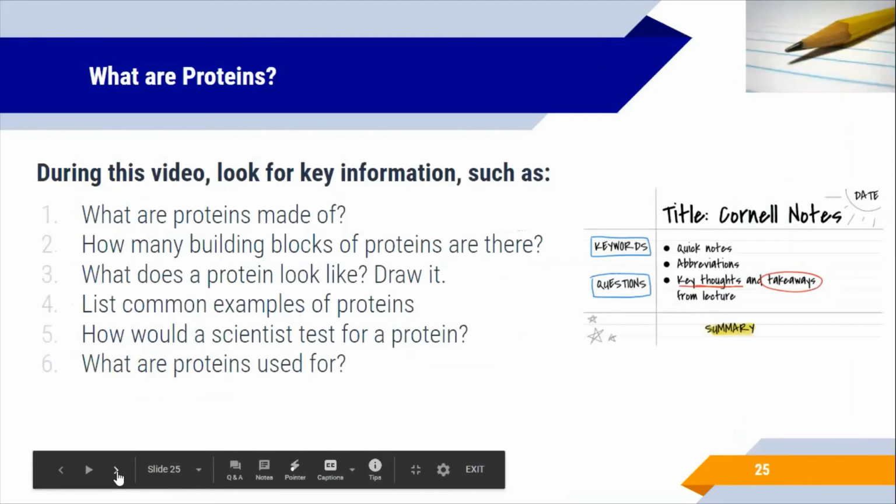We want to ensure that we're able to find what proteins are made of, how many building blocks of proteins there are, what proteins look like, and we want to ensure that we have a drawing of it. We want to identify common examples of proteins. We want to know how a scientist would test for a protein. And lastly, we're looking for where proteins are used.